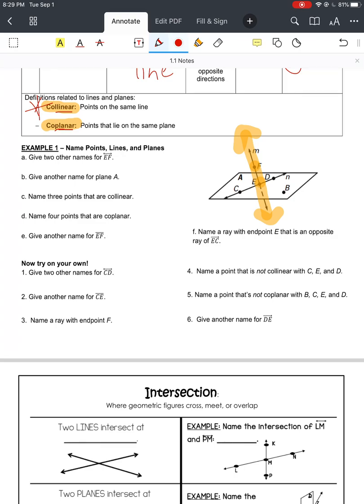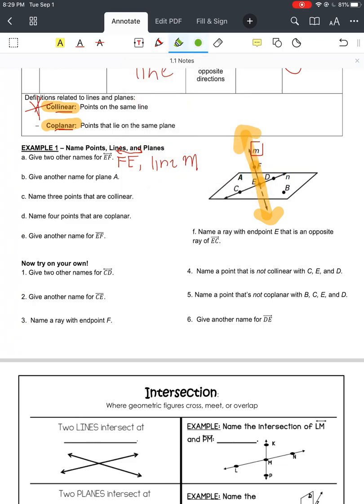Given any line or line segment, you can always just do the reverse lettering, and that will give you a correct answer. So FE will also be the answer. And it says give 2 other names. So FE, you could scan my orange line here and think, are there any other points? There are no other points, so there's nothing else I can use. There is, though, this little lowercase m, no dot next to it, not a point, but another name. It's the nickname. I could call this line M. So that's letter A. Letter B, give another name for plane A.